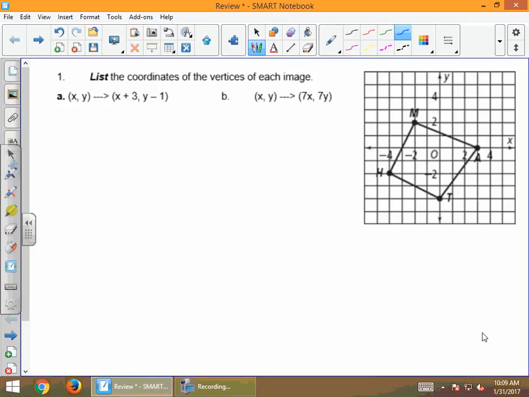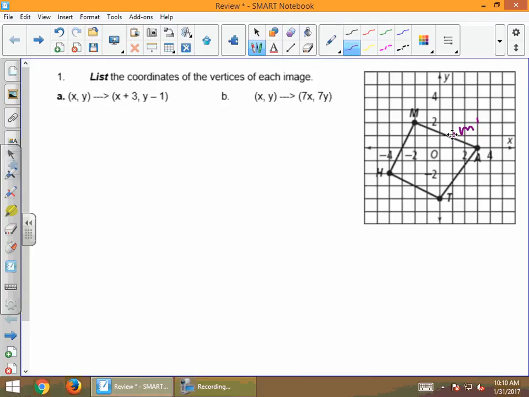If it's x plus 3, which direction are we moving? Good, to the right 3 units. So each point, we're going to start with x goes to the right 3. That's y minus 1. Which direction are we going? Down 1. Again, label your points. Do that with every single point.